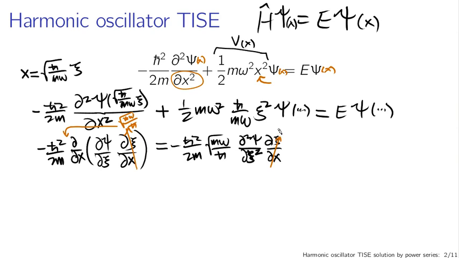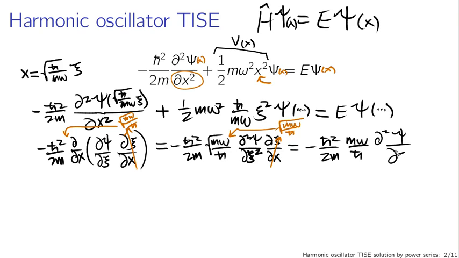But the second step here, again, the partial derivative of xi with respect to x gives me the square root of m omega over h bar, which as a constant I can pull out front and combine. What I'm left with for this term then is minus h bar squared over 2m times m omega over h bar, again giving me some nice cancellations, times the second derivative of psi with respect to xi. So this converts my derivative with respect to x into a derivative with respect to xi. I've converted my x into xi, and all of my other x's into xi's just by changing the arguments of psi.